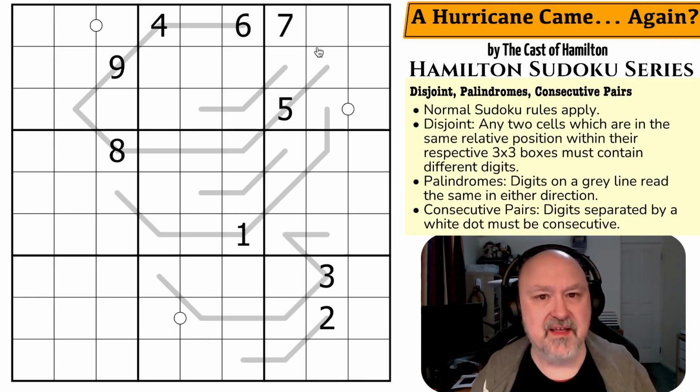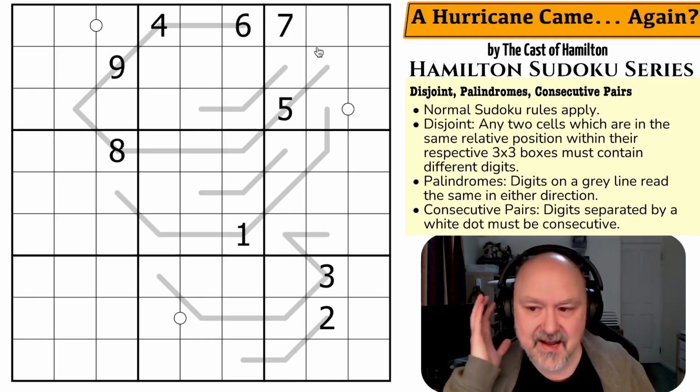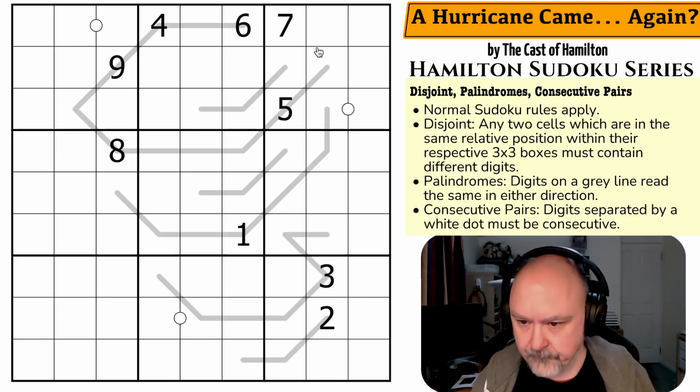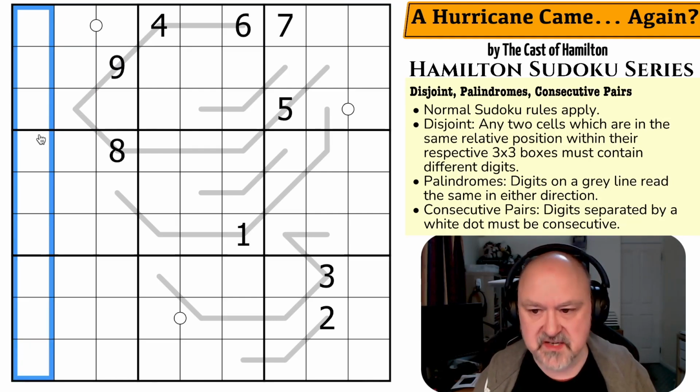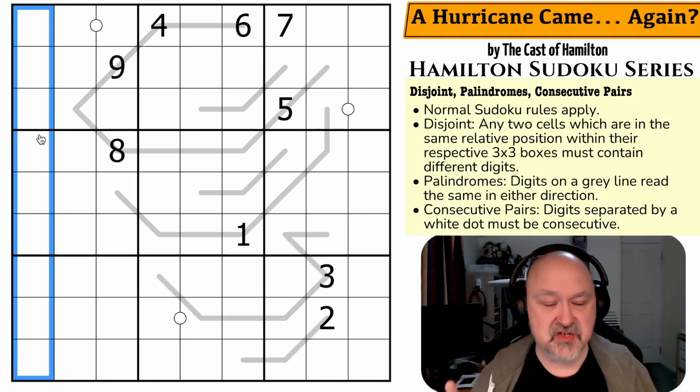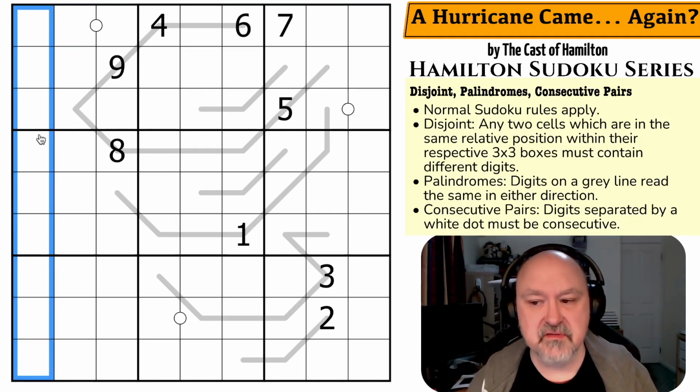So welcome back to the Hamilton Sudoku series. Let's look at A Hurricane Came Again. So normal Sudoku rules apply: in every box, in every row, and in every column, the digits 1 to 9 must be placed without repetition. We also have disjoint. Any two cells that are in the same relative position within their respective 3x3 boxes must contain different digits.